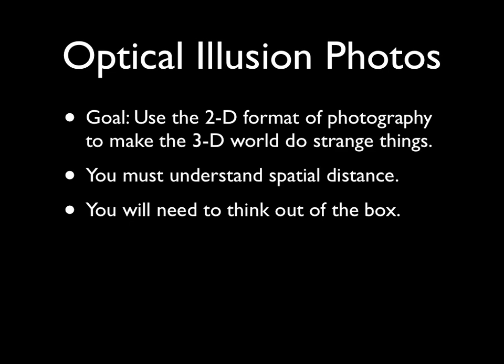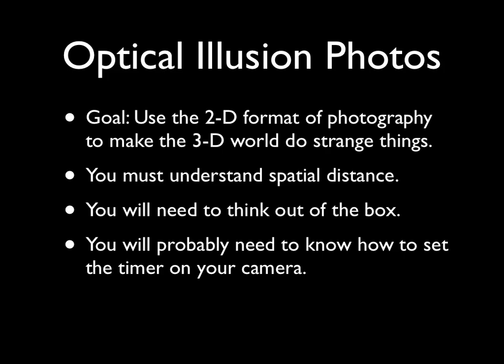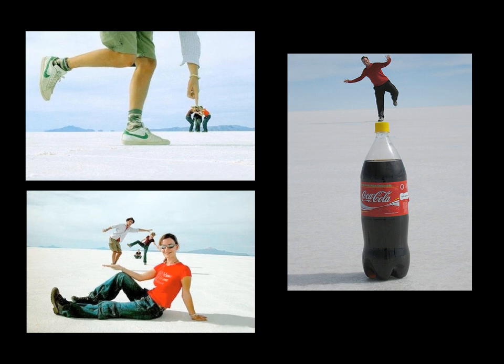You also need to think out of the box. I don't expect you to be able to do this. This takes 100 photos or so, but it's just an idea of using an optical illusion to change the perspective of a picture. This is where it's a montage of a bunch of pictures. And you'll probably need to set your timer or have people help you, if you don't have someone to snap the picture or models to help.